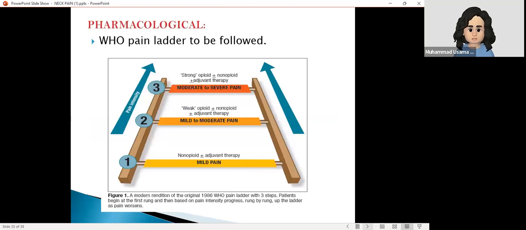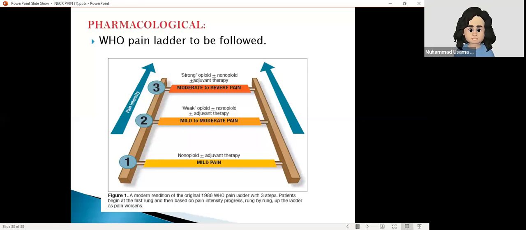Next is the pharmacological maneuver. For the pharmacological maneuver, we all know that we follow the WHO pain ladder in which there are three steps and a fourth step is also added. The first step or the very basic step is for the mild pain in which we usually use the non-opioid therapy with adjuvant therapy that is a plus minus condition.